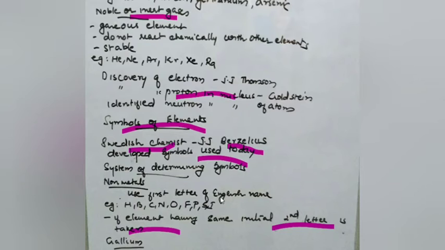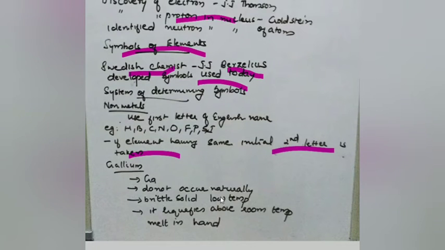Here we are studying about the symbol of elements. For naming an element, we take the first letter, the first capital letter. If this letter has already been occupied, we take the next following letter, a small letter. Then talking about the element gallium. Gallium is a soft element. It is brittle at low temperature and liquefies above room temperature. It easily melts in hand.